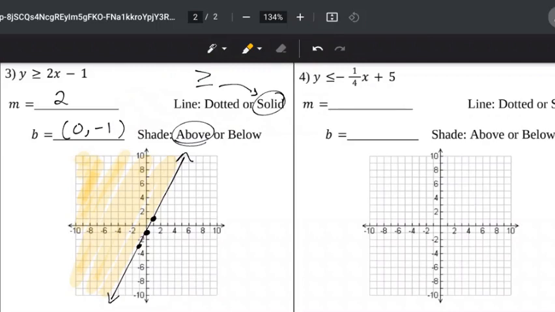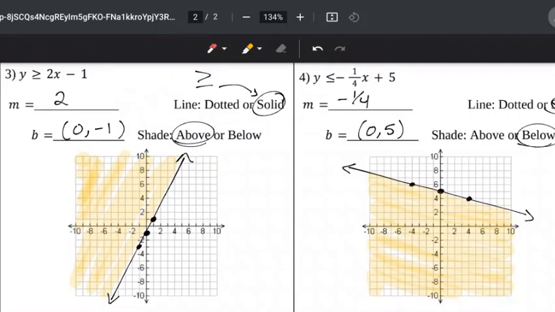Okay, great. Try the next three on your own and see how you do in a few minutes. Okay, welcome back. Take a look at number 4. So our slope is -1/4. Our y-intercept is (0, 5). It's a solid line because it's less than or equal to, and then we are going to shade below because it's less than. So take a look. Your graph should match mine exactly. It's a negative slope and we're shading below the line.